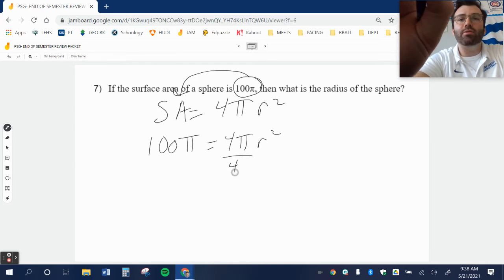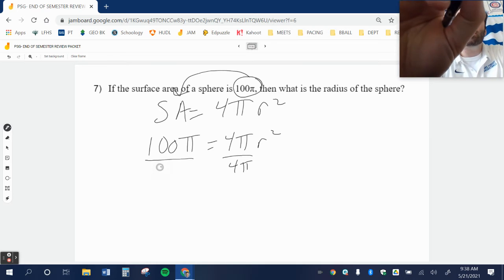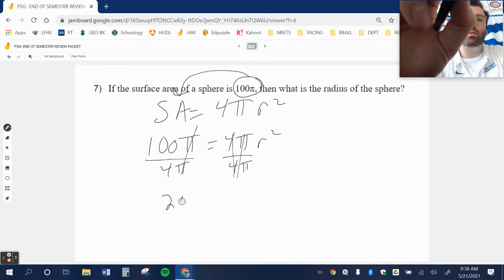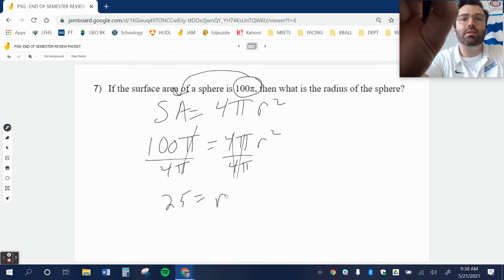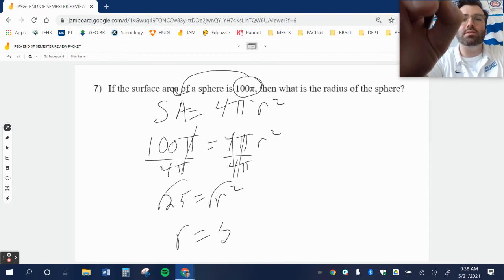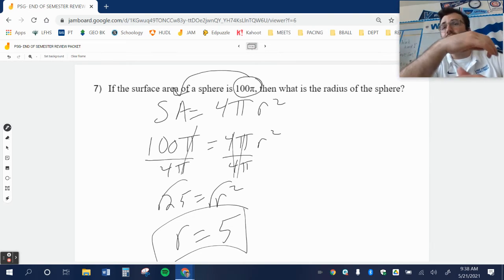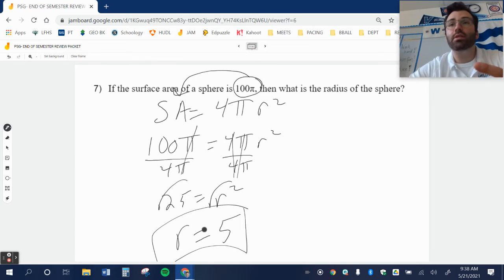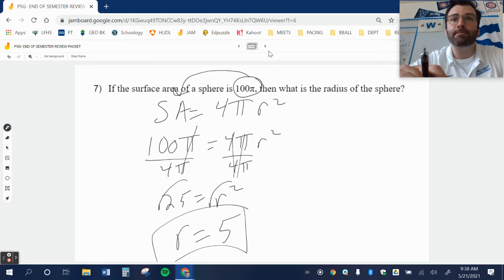Divide both sides by 4 pi. The pi cancels. 100 divided by 4 is 25, equals r squared. Square root both sides, r is 5. If I asked you to find the volume, I would plug this into the volume formula now. But I only asked you to find the radius.